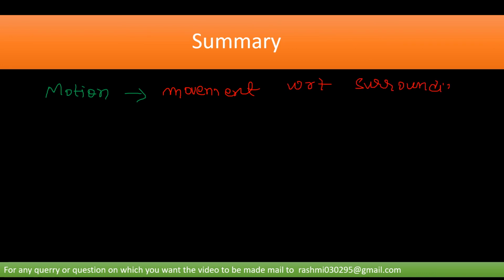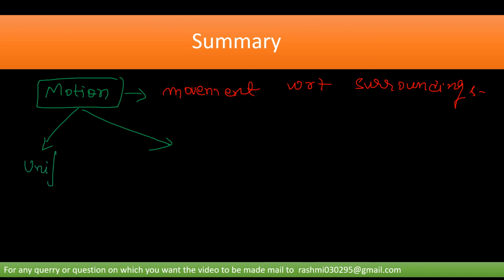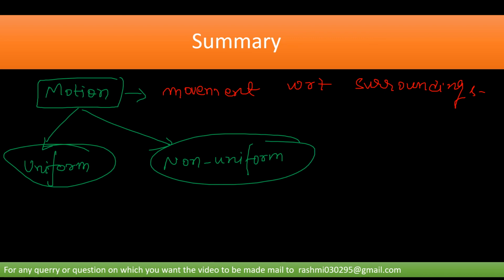Okay, so let us discuss what we have covered in today's session. First, we discussed motion. And what was motion? It was just the movement of any object with respect to surroundings, right? Next, we discussed the types of motion, and we observed that motion is of two types. One is uniform motion, another one is non-uniform motion. In uniform motion, we observe that the object covers equal distance in equal intervals of time.